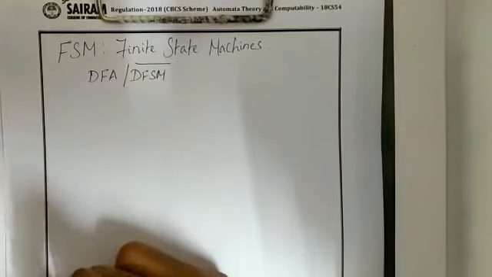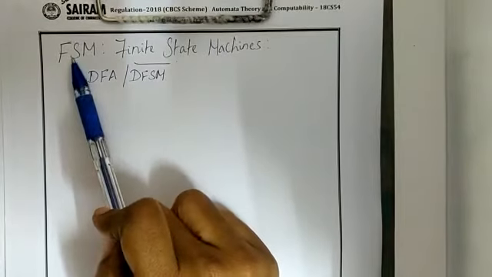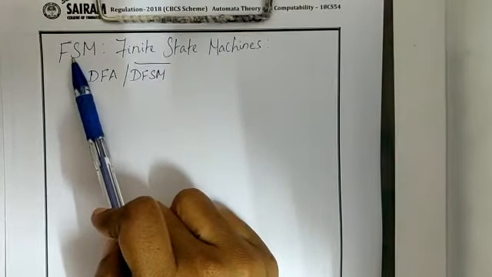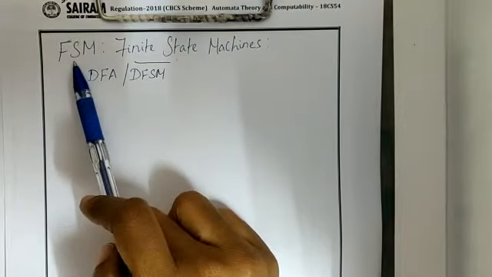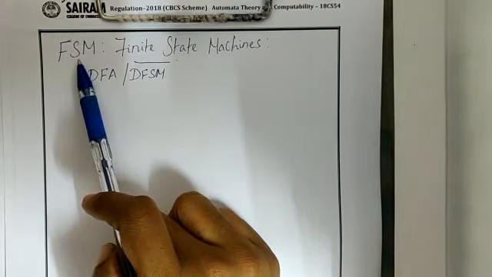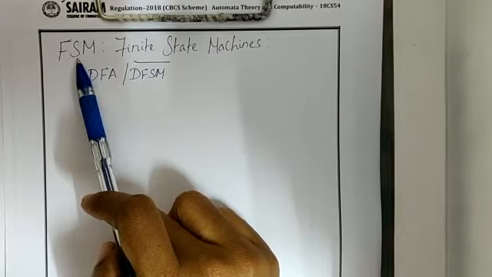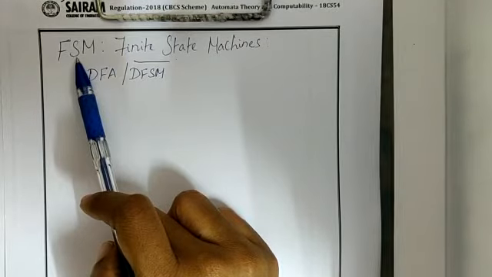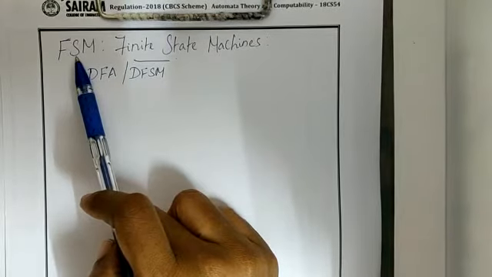Hi students, in this video we'll be seeing designing FSM, how to design a finite state machine. You all know there are three types of finite state machine: DFSM, NFSM and epsilon NFSM. DFSM is deterministic finite state machines, NFSM is non-deterministic finite state machines, and the third type is non-deterministic finite state machines with epsilon transitions.